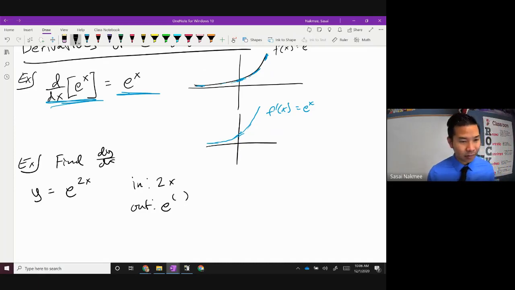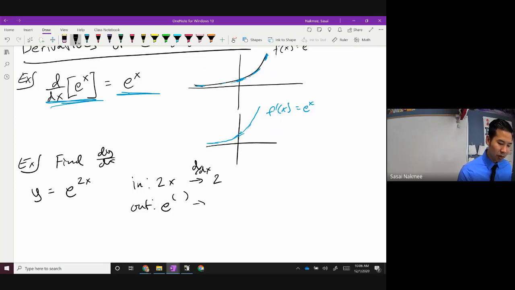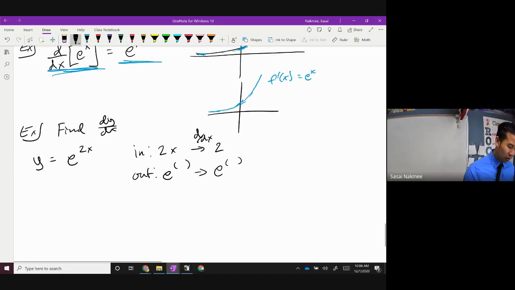When I take the derivative of this with respect to x, the derivative of 2x is just 2. The derivative of e to that stuff is still e to that stuff. That doesn't change. So you ready for this? What is dy dx going to be equal to for this equation? Well, the derivative of the inside, which is 2, times the derivative of the outside, which is e to the 2x.